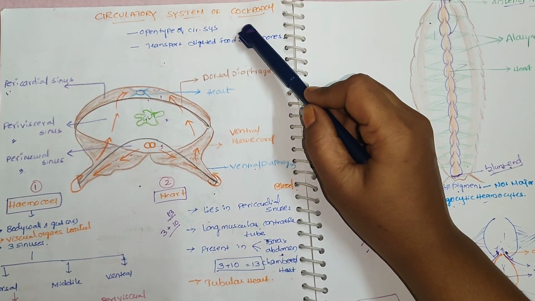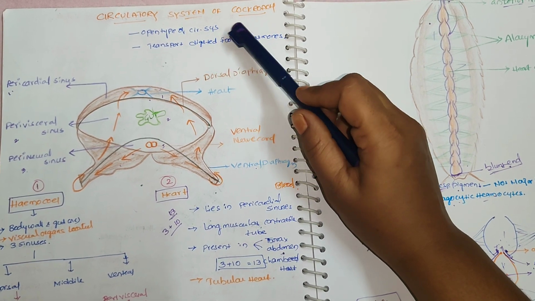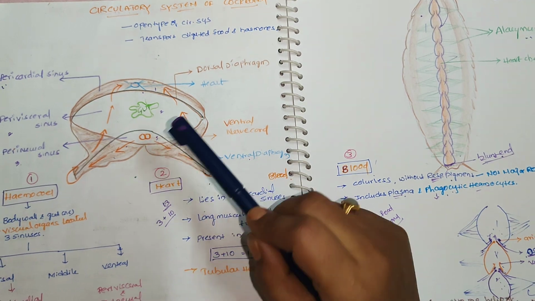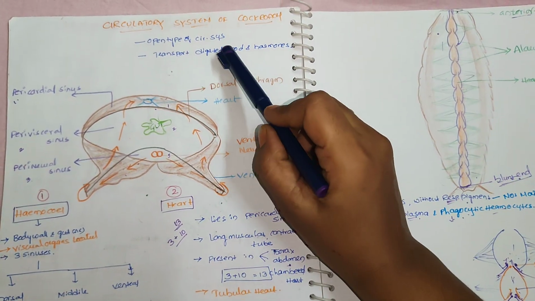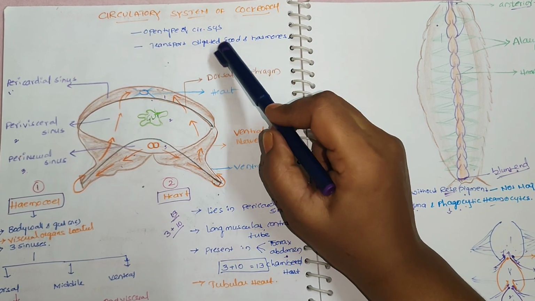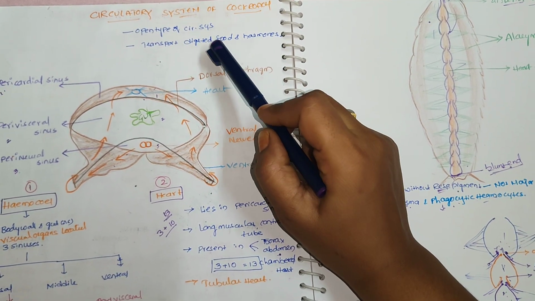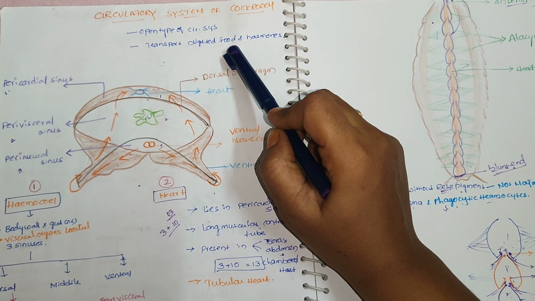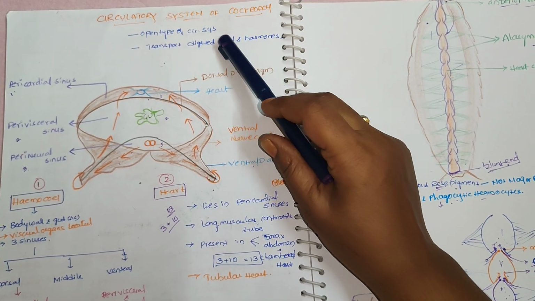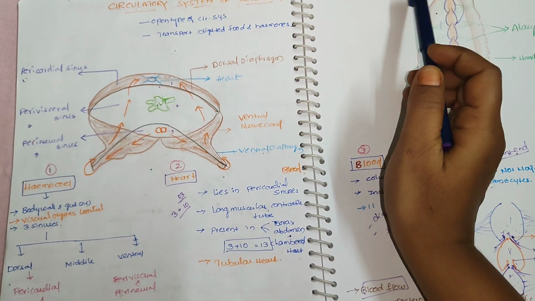Circulatory system of cockroach is an open type of circulatory system, which means the blood will flow into the sinuses, not in blood vessels. Those spaces are called sinuses. The importance of the circulatory system is to transport the digested food as well as hormones. So this is the importance of the circulatory system of cockroach.